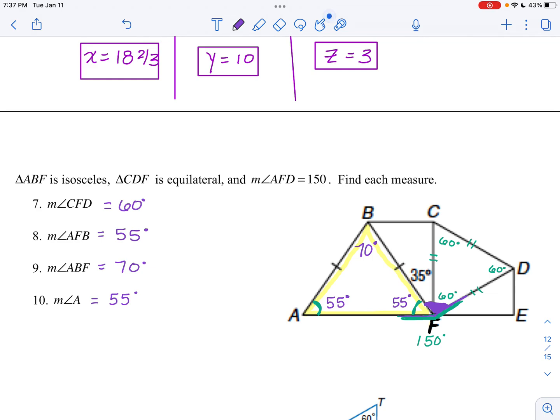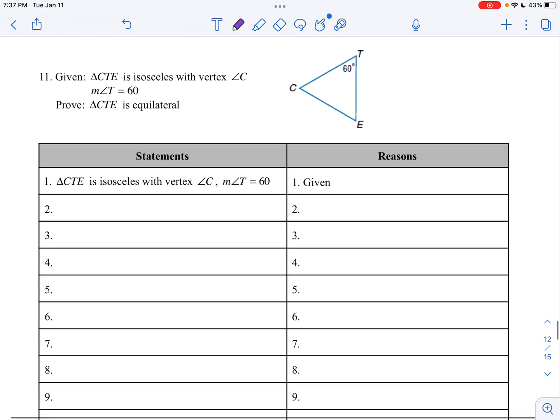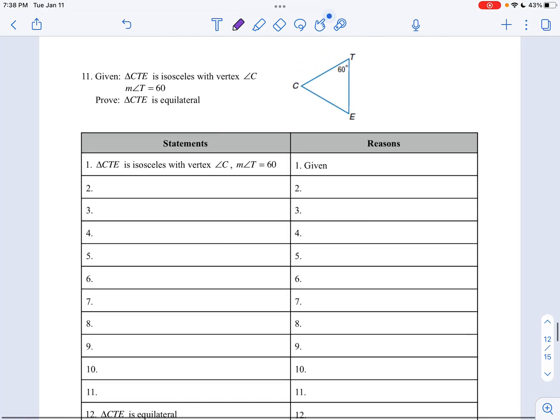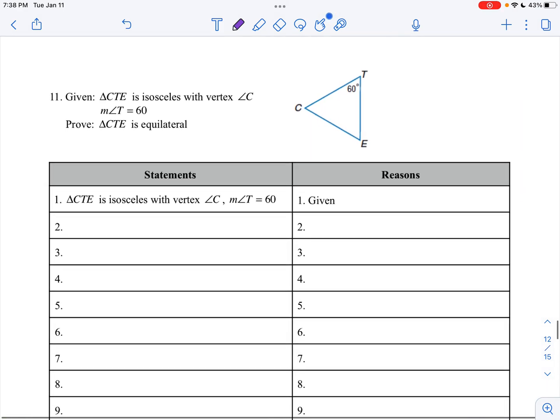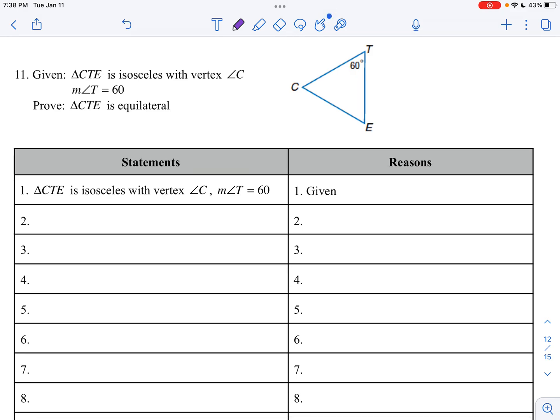Okay, last but not least, we're going to go through a proof that involves both isosceles and equilateral triangles. Obviously, you can see this one's going to be pretty long, but in our given, it says triangle CTE is an isosceles triangle with the vertex angle C. The measure of angle T is 60, and our job is to show that this triangle is also equilateral.